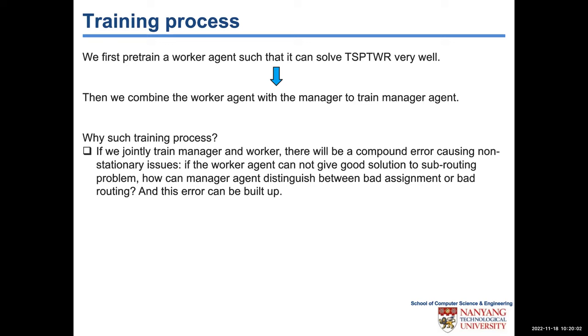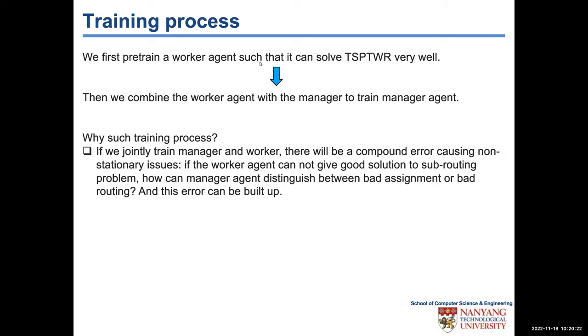It will not converge and will greatly harm the stability of the training process. So instead of training the two agents jointly, we propose to train them separately.